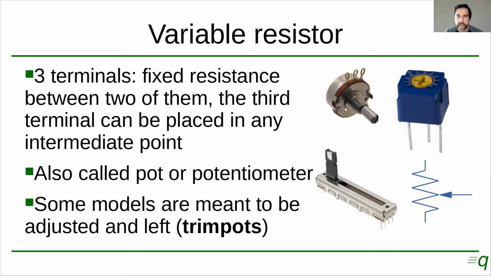It usually has a carbon track inside. So this can be placed at any place in the carbon track. When this is closer to this side, we may have maybe 1 kilo ohm between this point and the top, and 9 kilo ohms between this point and the bottom one. When this is closer to the other side, we will have 1 kilo ohm between this point and the bottom, and 9 kilo ohms between this point and the top. And when this one is in the middle, we would have 5 kilo ohms to one side and 5 kilo ohms to the other side.